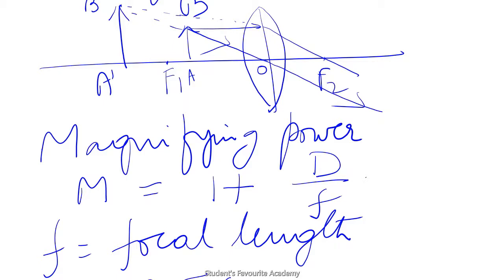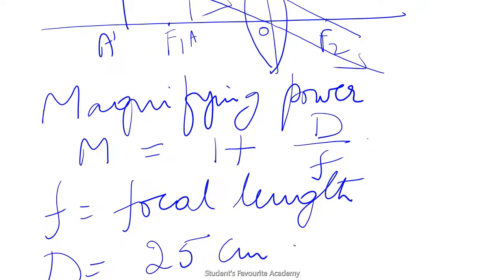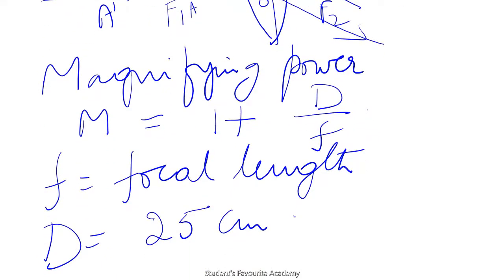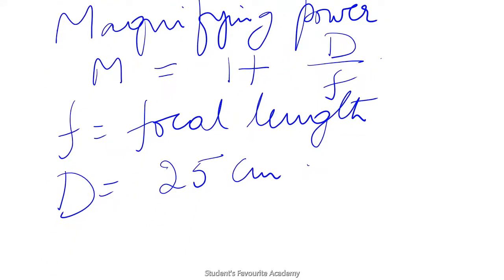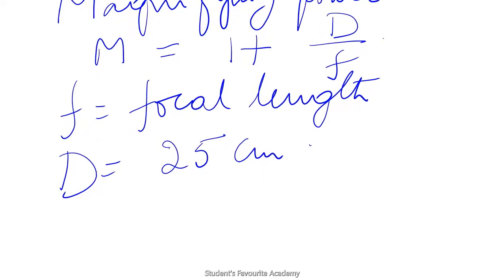Now the next term is the magnifying power of a lens. It is given by the formula 1 plus D by F, where F is the focal length of the lens and D is the least distance of distinct vision, that is numerically equal to 25 centimeters.